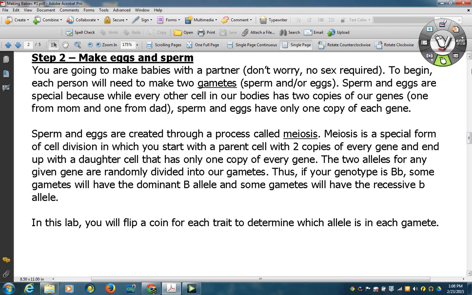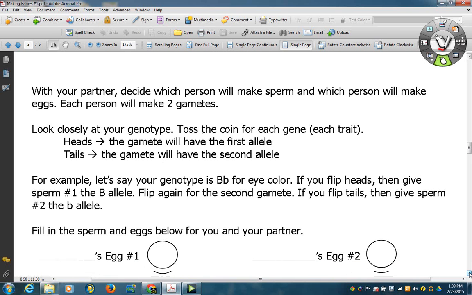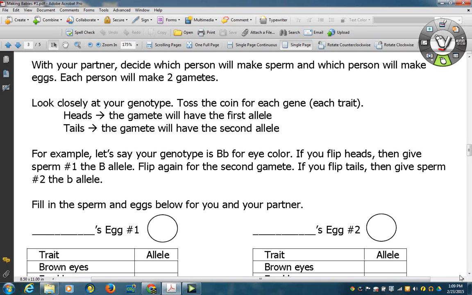In this lab, you're going to be making gametes by flipping a coin for each allele. With your partner, decide who's going to make the sperm and who's going to make the egg gametes. Okay? And it's important that you pay attention to what's going on here. You're going to look at your genotype. You're going to toss the coin for each trait.